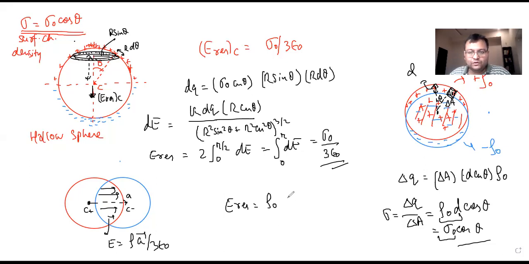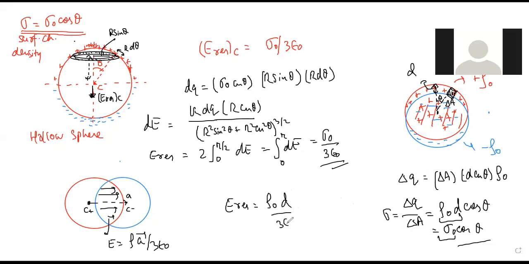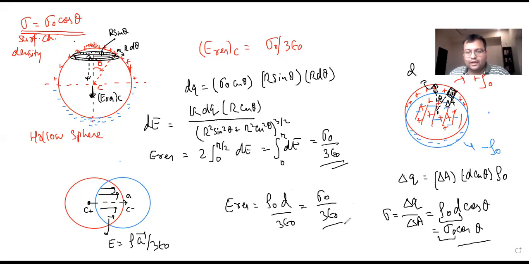So that will be given as what? That will be given as rho naught into the distance d by 3 epsilon naught, and rho naught into d is your sigma naught. So that is sigma naught by 3 epsilon naught. The idea is that instead of doing such long integration, you can just use this as a technique to solve problems on distribution sigma naught cos theta. Please go through it. If you have any doubts, please ask.